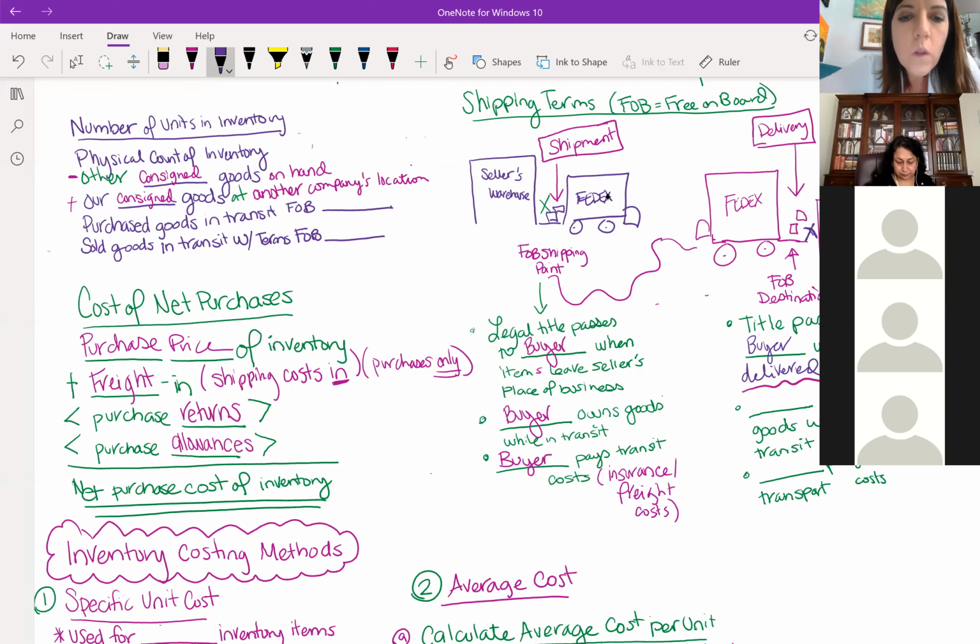So who owns those goods while the goods are in transit? The seller. The seller owns the goods while they're in transit. And the seller is going to pay all of the transportation costs. And guess what? As a seller, if I'm selling the goods FOB destination, those in-transit costs, my freight out, my insurance for those goods, are not going to be part of the cost of inventory. It's part of an operating expense. So these are going to be expensed as operating expenses.